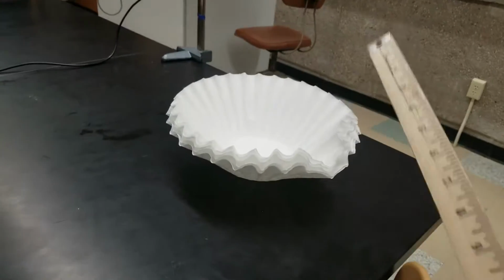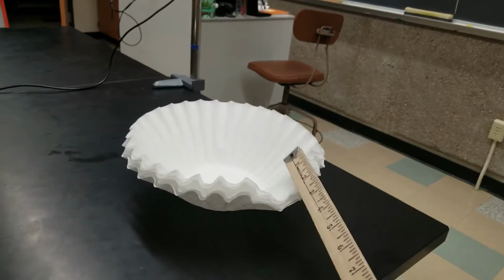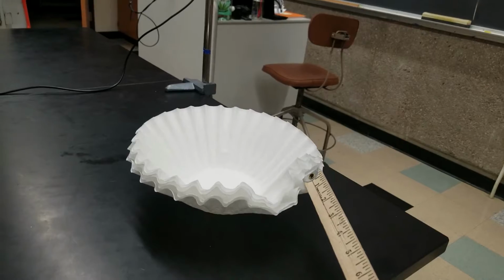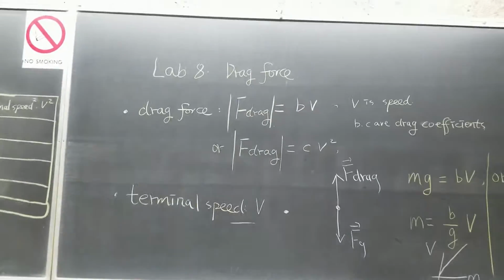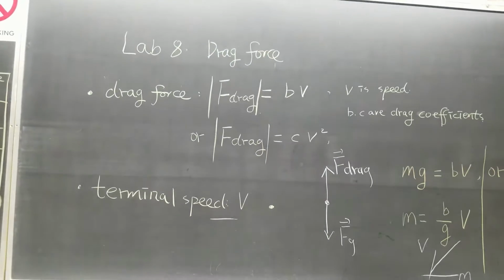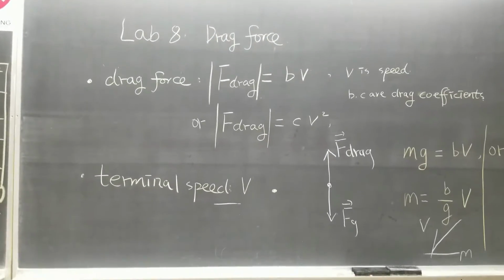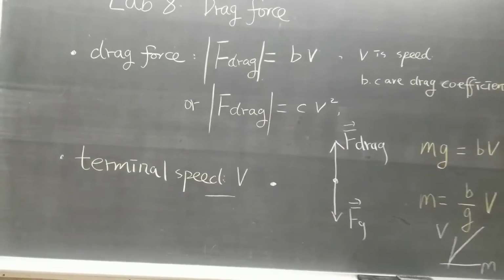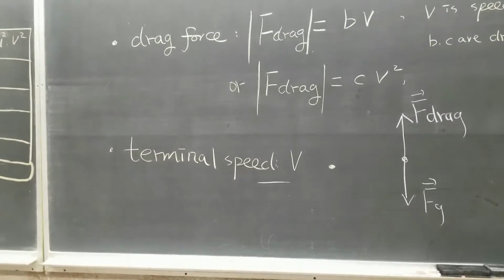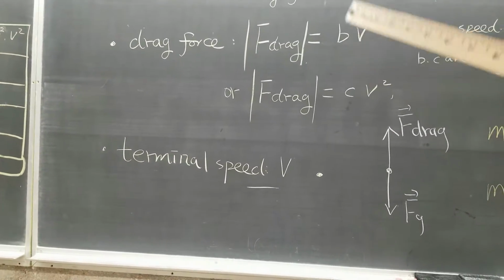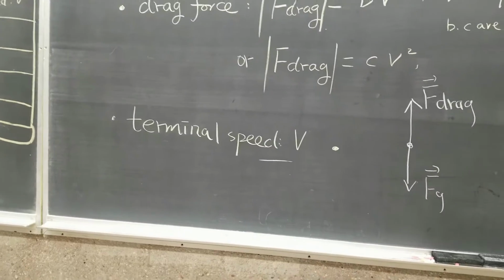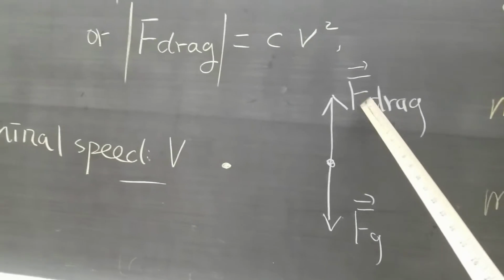This lab is about the drag force, and we're going to study the drag force on the coffee filter when it moves downward. The drag force is essentially the frictional force due to air, and the direction of the frictional force is always opposite the direction of the motion. So in this lab, the coffee filter will move downward, and the drag force is going to point upward.